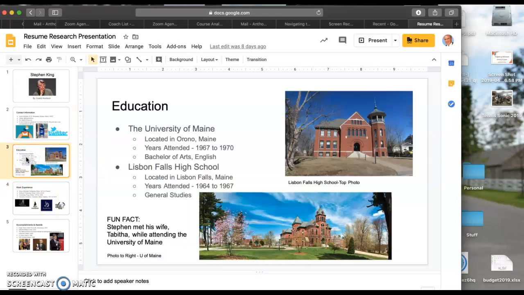Slide 3 is the education of my person. Again, I got a little lucky here because Stephen King only received a Bachelor of Arts degree from the University of Maine. He never took it any further than that. Obviously, when you're Stephen King, you don't really have to do that. But a lot of your people will have master's degrees or doctoral degrees. You need to have those listed on this education slide.